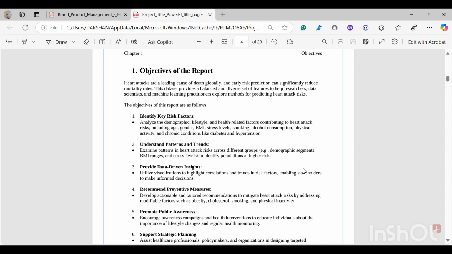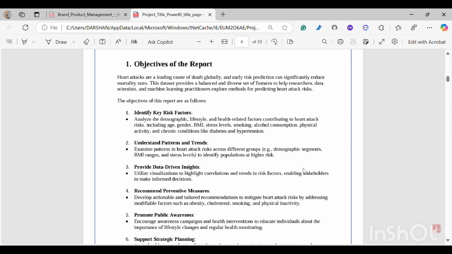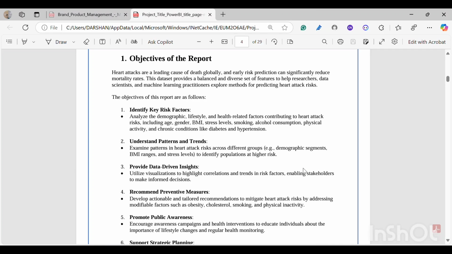First we will look at the objective of the report. We all know, by looking at the morbidity and mortality rates, that heart attacks are the leading cause of death globally, and early risk prediction can significantly reduce the mortality rates. So with this data set, which provides a balanced and diverse set of features, researchers like us, the data scientists and machine learning practitioners, can explore methods for predicting heart attack risk.